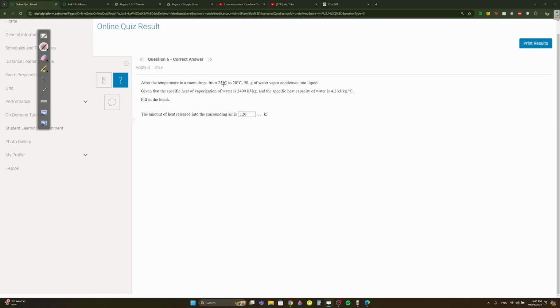After the temperature in a room drops from 25 to 20. Okay, pay attention. The temperature in the room drops from 25 to 20. Water vapor condenses into liquid. Given that the specific heat of vaporization is 2400 and the specific heat capacity of water is 4.2, find the amount of heat released into the air. Okay. Water vapor condensing into liquid. It's going from gas to liquid.